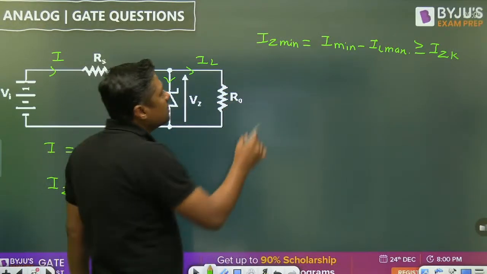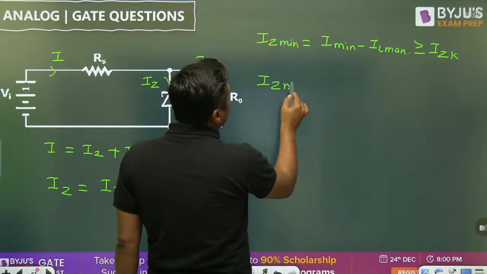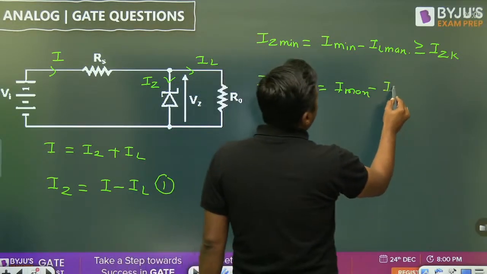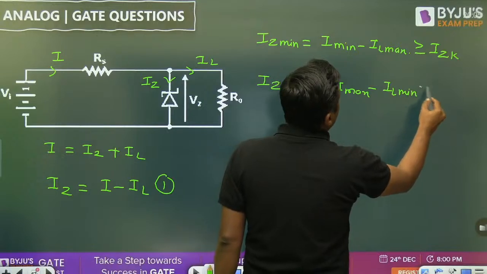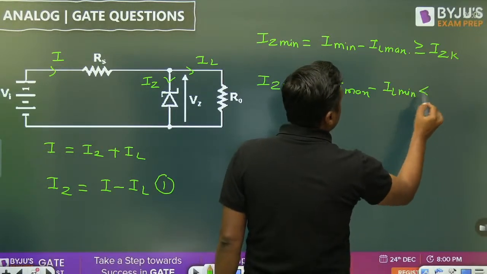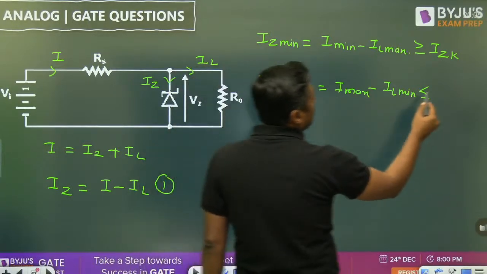And the second formula is, what is IZ maximum? I maximum minus IL minimum. It should be less than or equal to IZ rating.